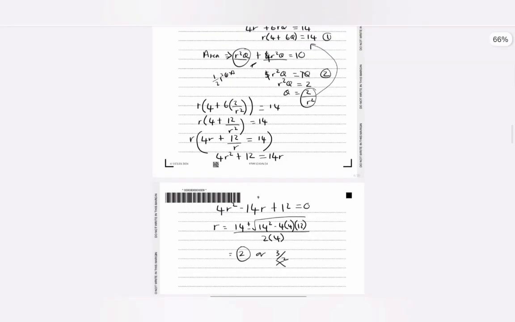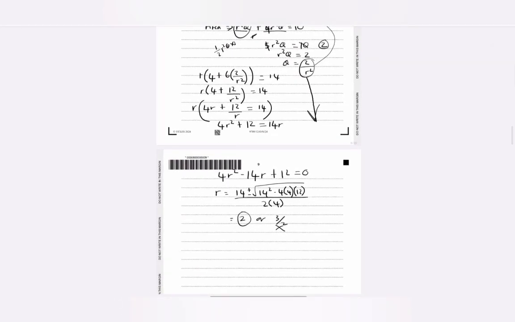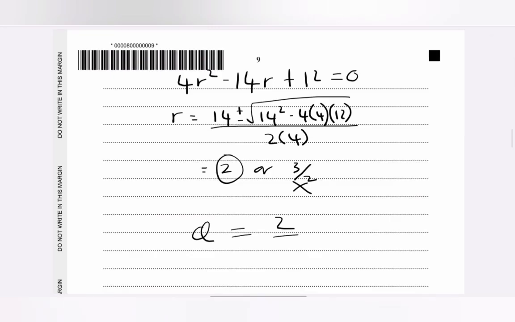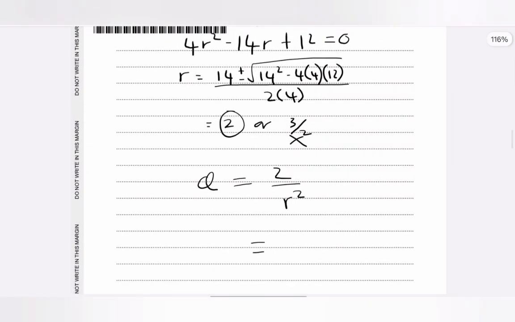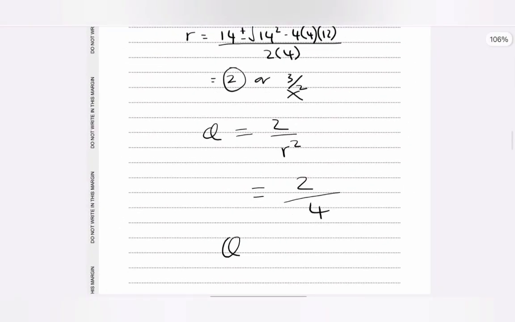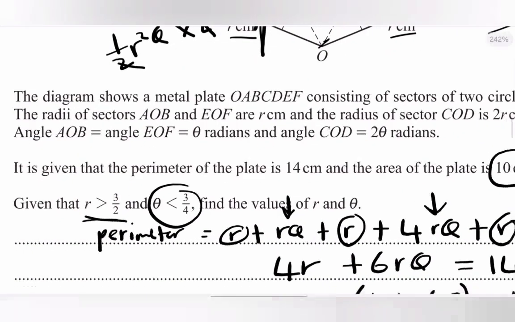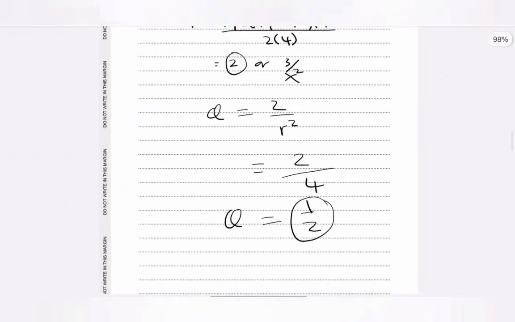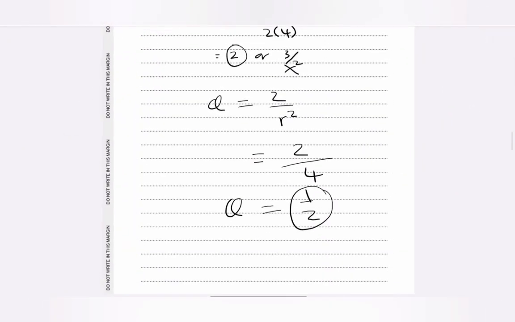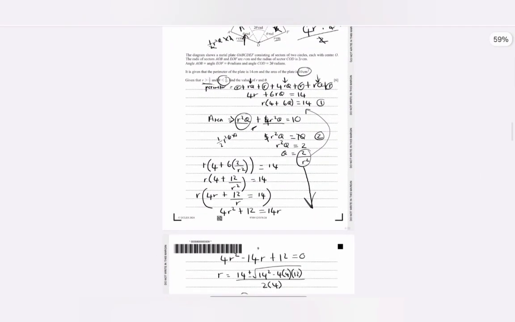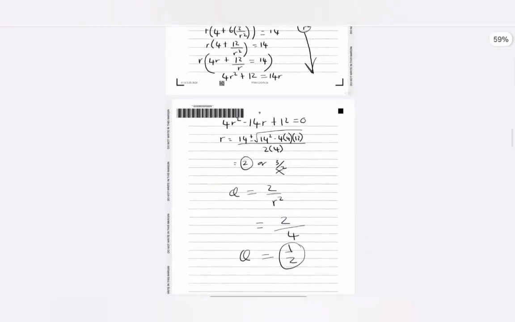And having 2 as our value for r, and knowing that theta is equal to 2 over r squared, I'm just going to say theta is equal to 2 over r squared. Therefore, 2 over 2 squared, which is 4. The theta will be equal to half. And theta is less than 3/4. So theta equals half makes sense, since half is less than 3/4. Just by doing that, you get 6 marks for number 6.